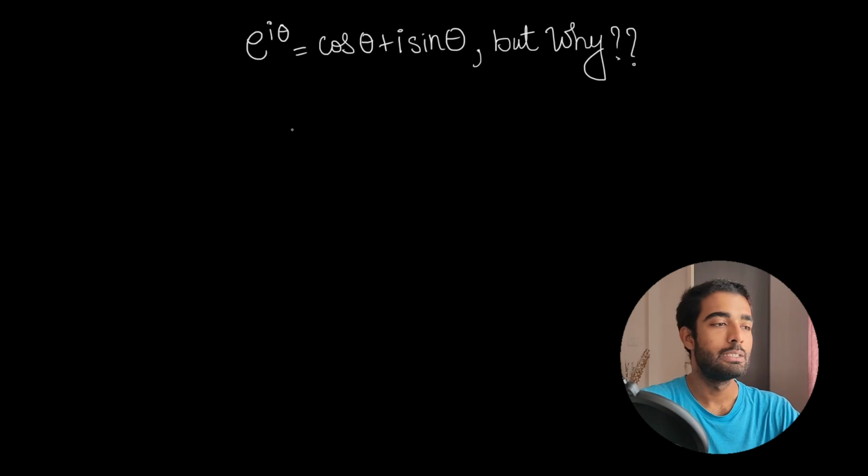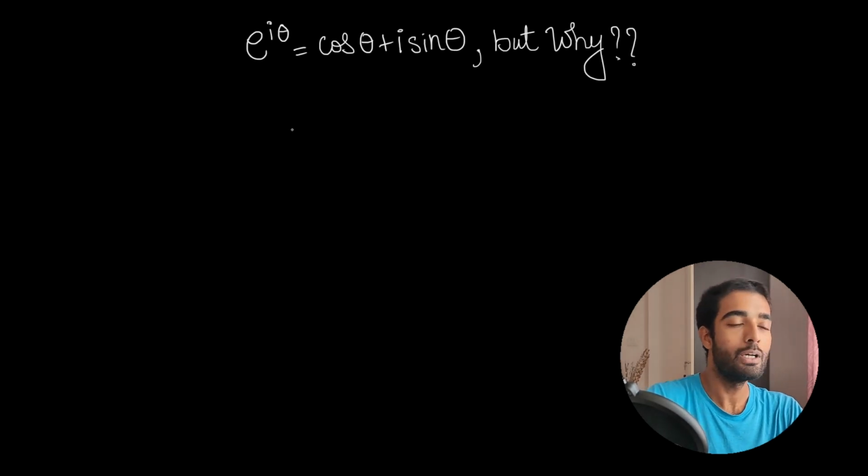One method is very simple: you expand all of these using Taylor series and you will obtain this relation. But how come sin theta and cos theta end up as e? So we are going to discover that.